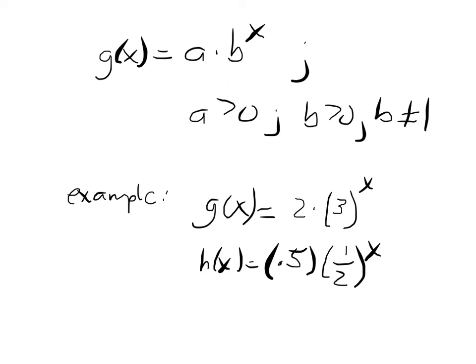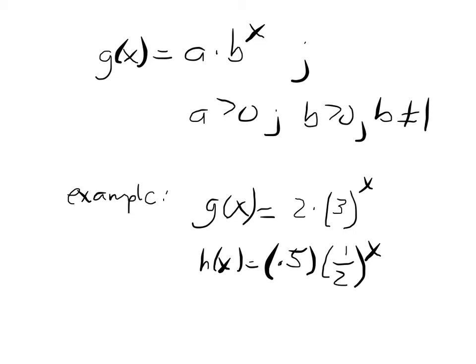Our base is going to be bigger than 0, and our base cannot equal 1. Clearly 1 to any power is 1, and that would be a pretty dull function. 7 times 1 to the x is simply going to be 7, since wherever I put in x, I'm going to get 1 to that power, which is 1. So that's just going to be a horizontal line. Not an interesting function. Where b equals 1, that's not going to be considered an exponential function.